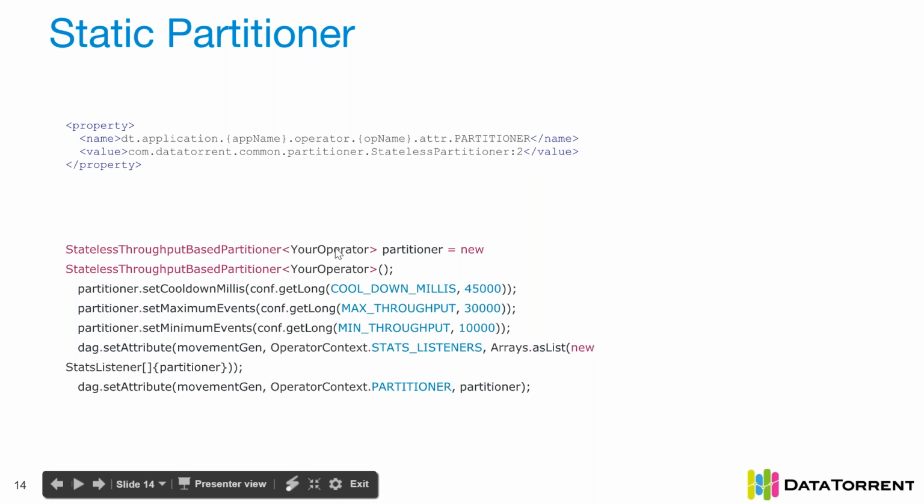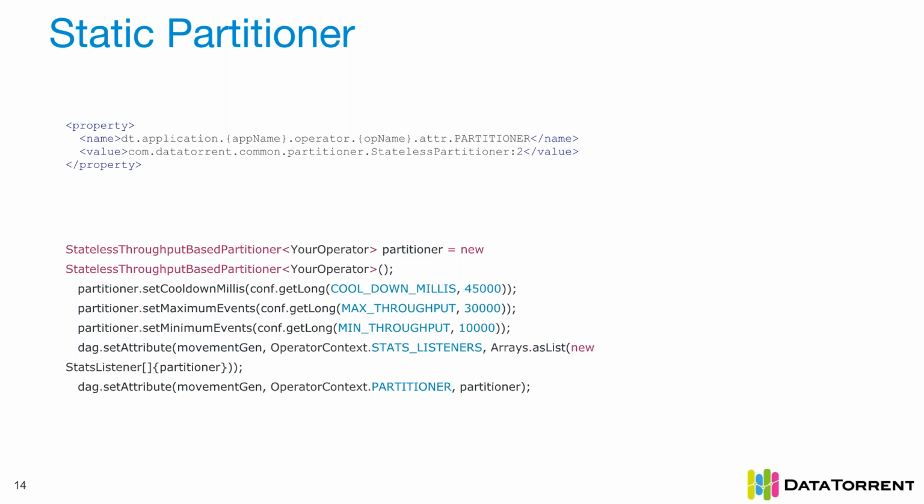This is how you can simply provide a static partitioner in the configuration file, where you can provide a stateless partitioner with :2 as the number of partitions you want. And when the application is launched, by default, that many partitions will be created for the operator.